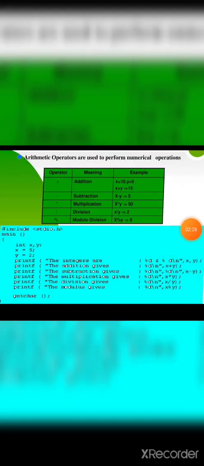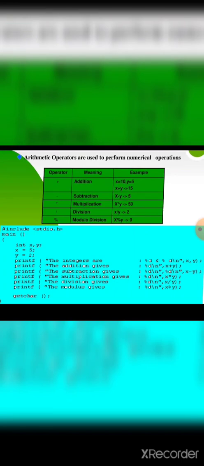You studied all these operators in mathematics. So let's continue. Arithmetic operators are used to perform numerical operations. So addition you can see x plus y, subtraction x minus y, multiplication x multiplied by y, division x divided by y, and modulo division gives you the remainder. Alright, this is one program of arithmetic operations. You can see here.